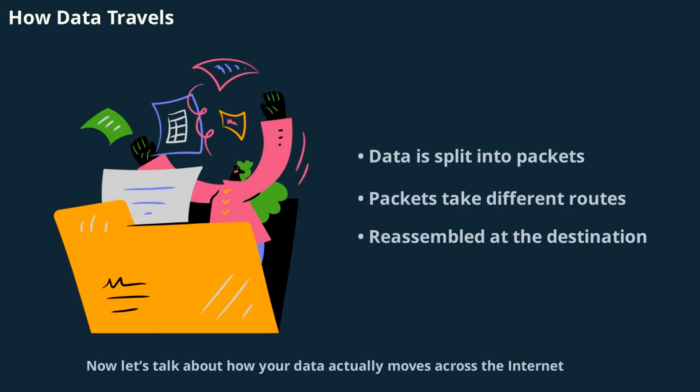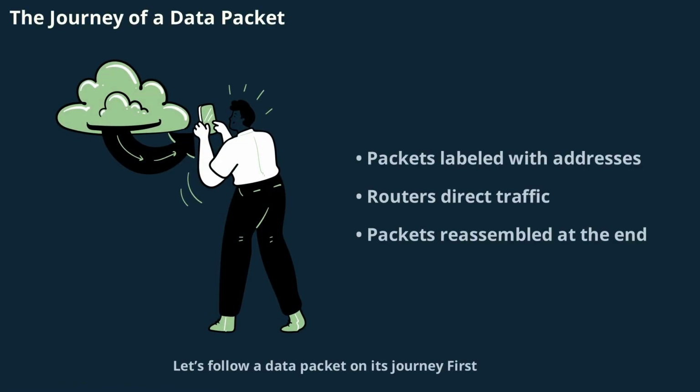Now let's talk about how your data actually moves across the internet. Whenever you send a message, watch a video, or open a website, your device breaks all that information into tiny pieces called data packets. Think of it like slicing a big pizza into small pieces so it can fit through a small door. Each packet is labeled with the sender and receiver's address and then sent out into the network. These packets might take different routes to reach the same destination, but once they arrive, they're reassembled into the original message or video.